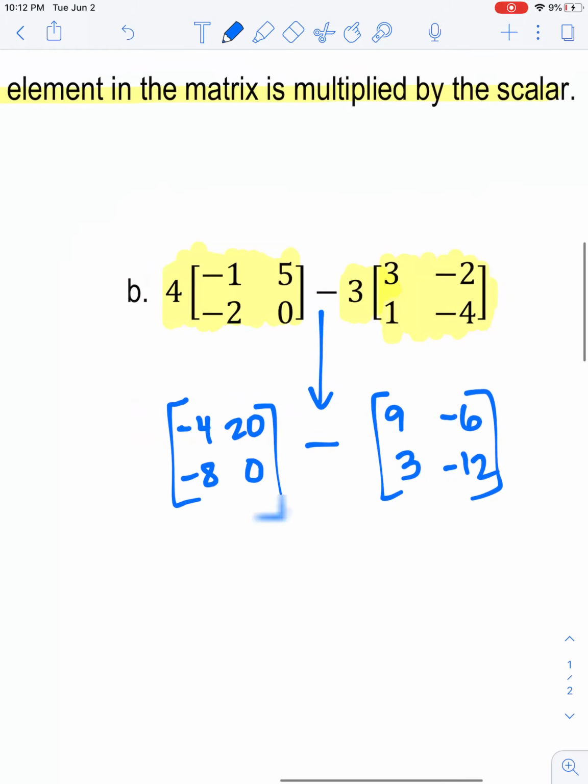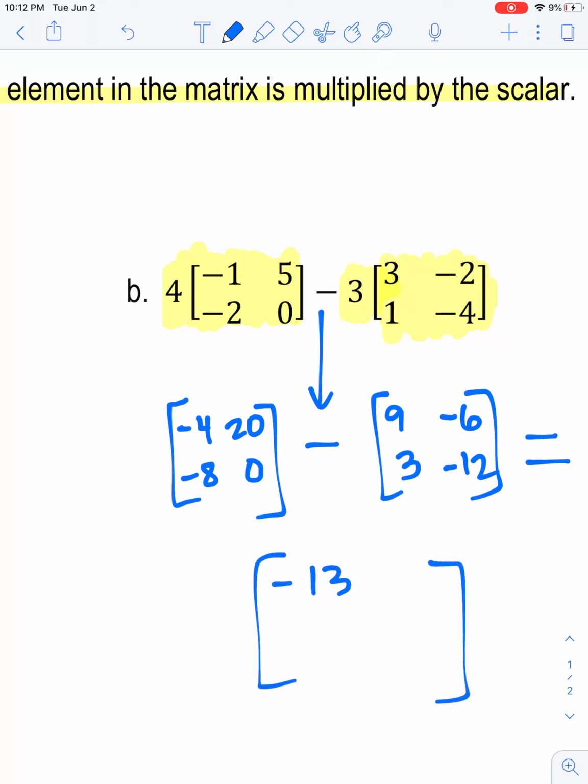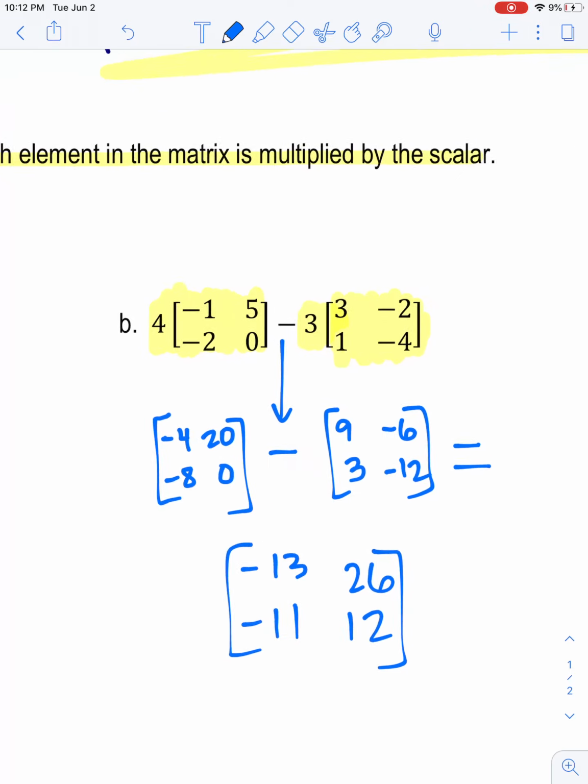Okay, now I have a subtraction sign in between, so I'm going to be subtracting. When I take negative 4 minus 9, that's negative 13. A 20 minus negative 6 becomes 20 plus 6, which is 26. In the second row, column 1, I have negative 8 minus 3, which is negative 11. And then to the right of that, I have a 0 minus negative 12, which is the same as 0 plus 12, which is 12.